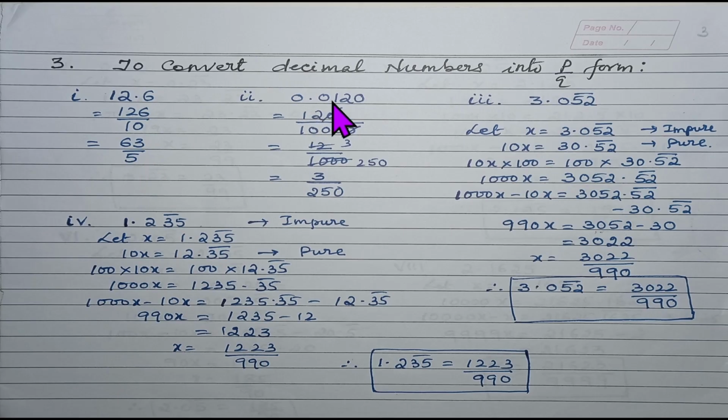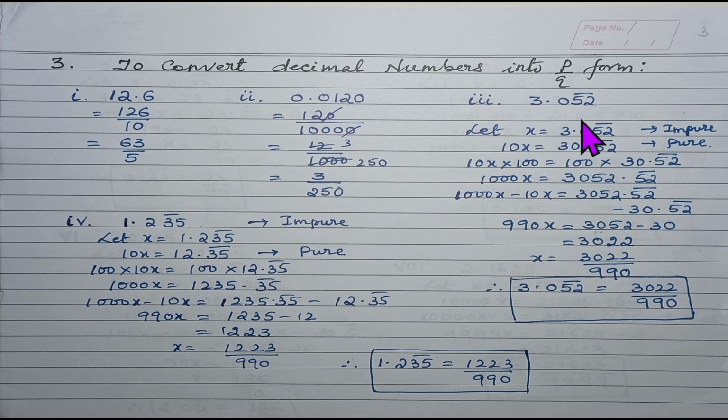Now the second example is 0.0120, again a terminating decimal expansion. Remove the decimal by putting 1 followed by zeros in the denominator, and there are 4 places here, therefore 4 zeros are taken. So 120 divided by 10,000, and if you simplify it, you get 3 by 250. 3 by 250 is the p by q form of 0.0120. Therefore conversion of a terminating decimal expansion is very simple. Just remove the decimal, count the number of places and put so many zeros in the denominator, and you will get the p by q form.